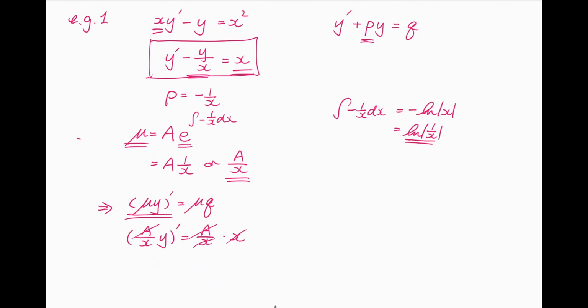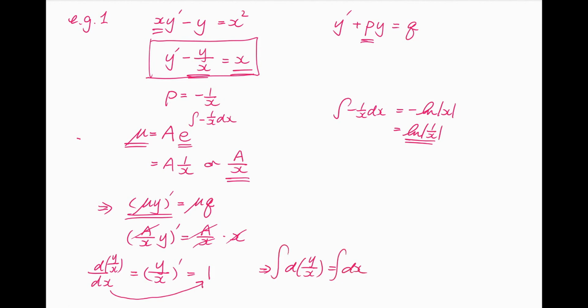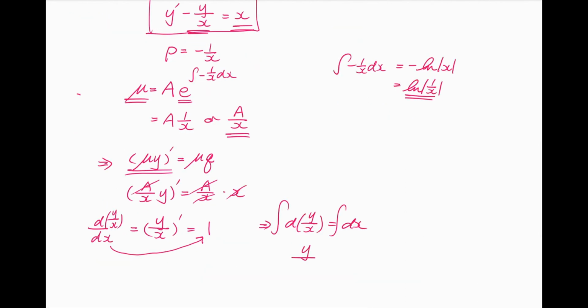So I have y over x, the whole thing prime, equals to the right hand side, which is now 1. Very simple. And how am I going to solve it? Remember, prime means that I'm taking d of y over x with respect to x. So I'm trying to put the dx to the right hand side. I'm actually having d of y over x equals dx now, and I can easily integrate it. When I integrate, I'm going to have y over x on the left hand side, and on the right hand side I'm going to have x plus a constant.